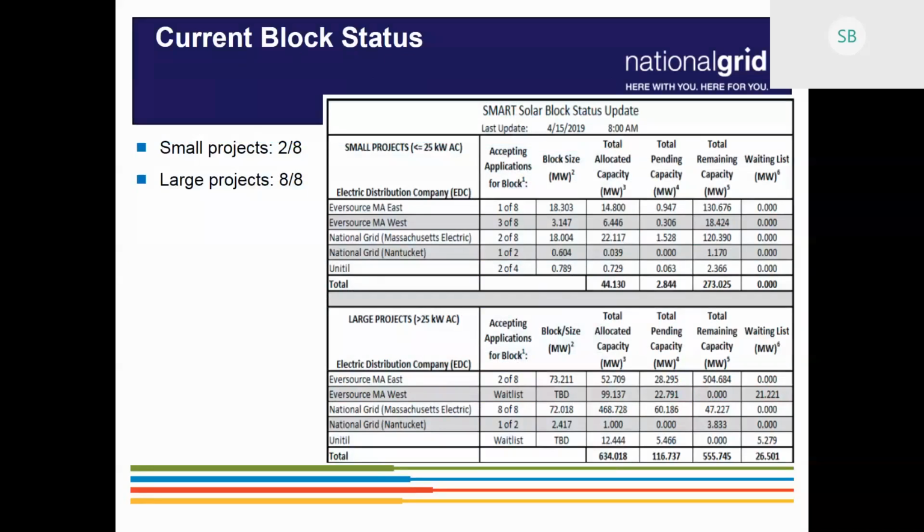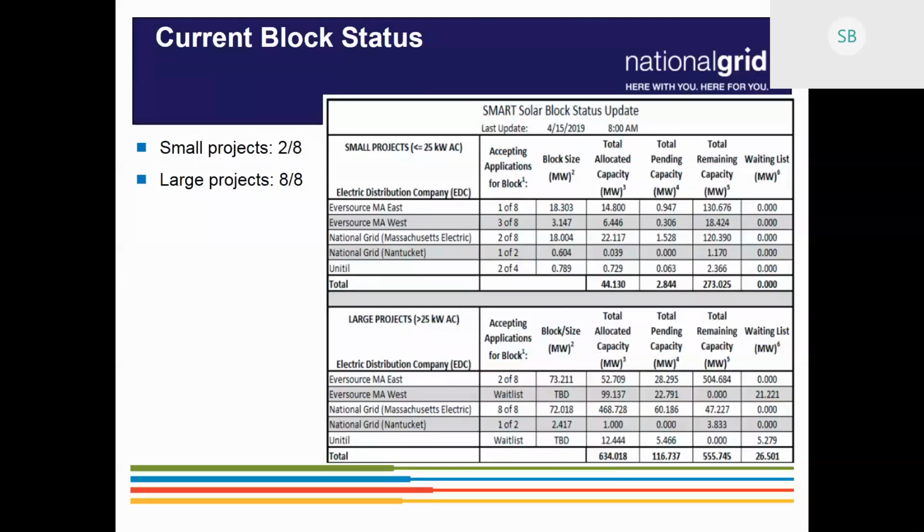This program's a declining block structured program. Each block declines by 4%. So your base compensation rate will be smaller depending on which block your application gets locked into. So the higher incentive is at the beginning of the program in block 1, and of course it's lowest in block 8. So for small projects, we're in block 2 of 8 right now, so we're forecasting this could go on for a couple of years.